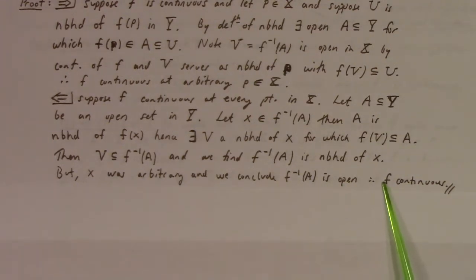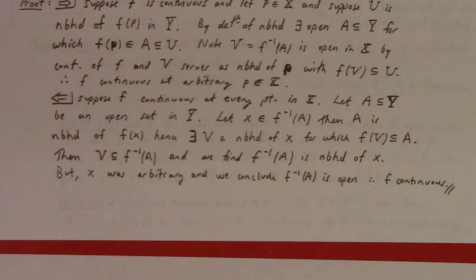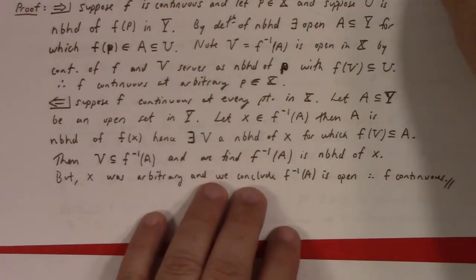Therefore, f is continuous. So this is referring back to that characterization of open sets: if we have a neighborhood around every point in the set, then that makes the set open. So it's using that characterization of open that we had earlier. But there it is. So, you know, whatever.